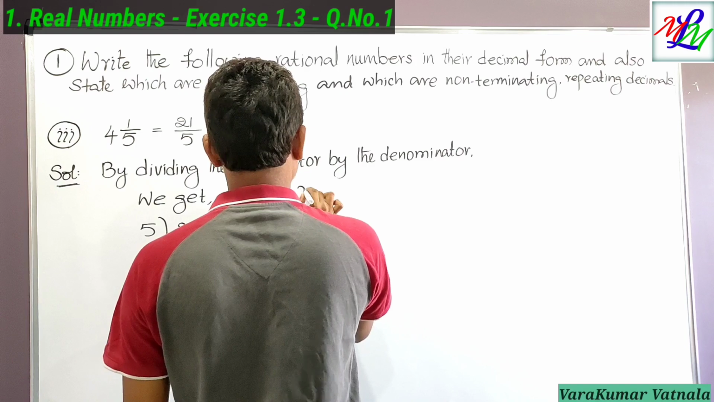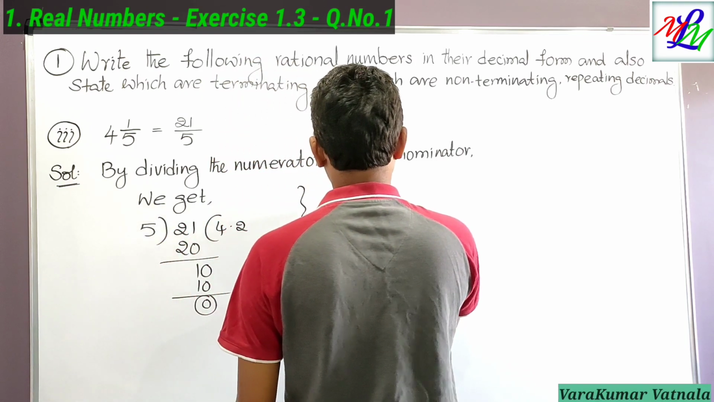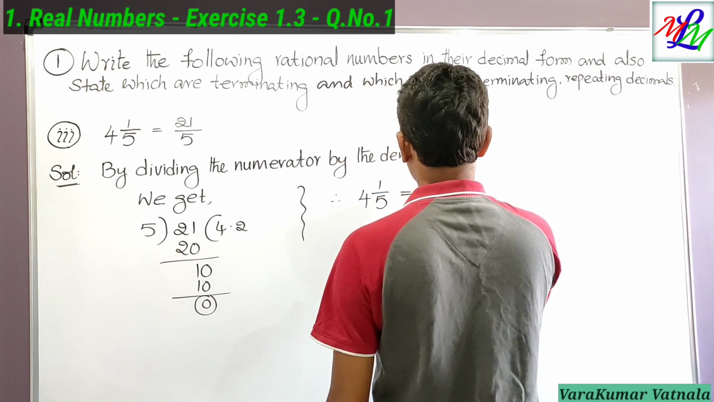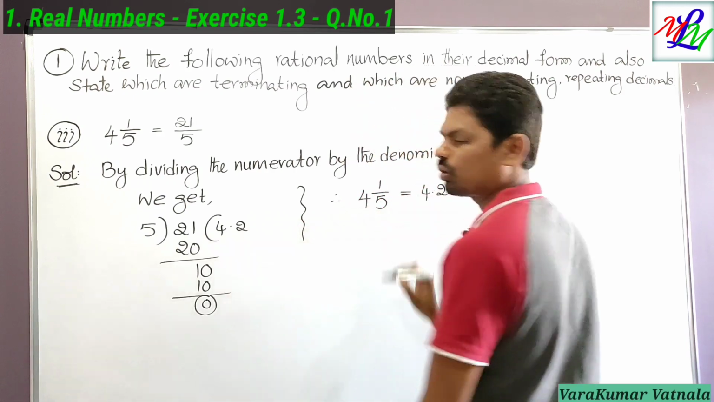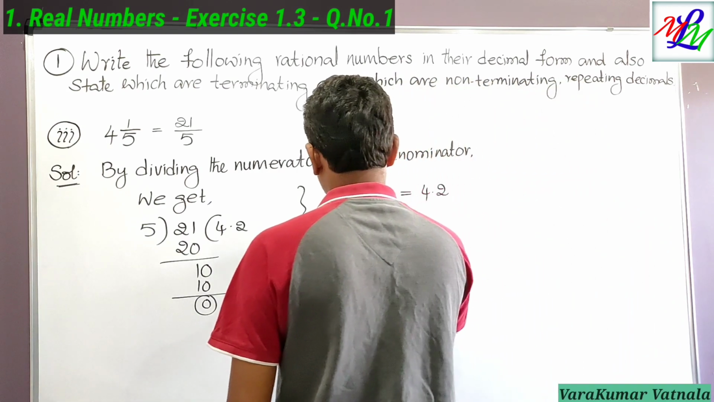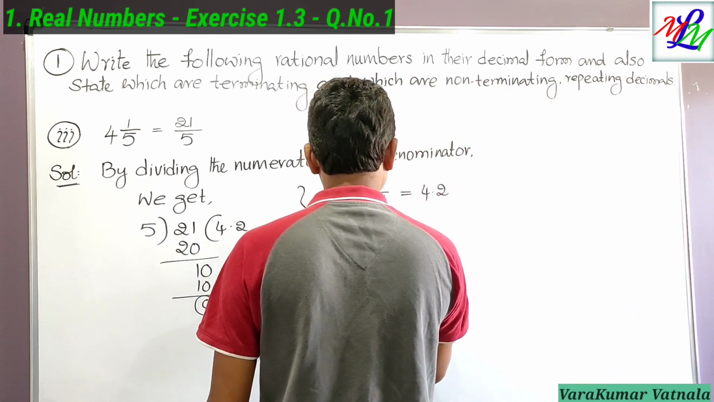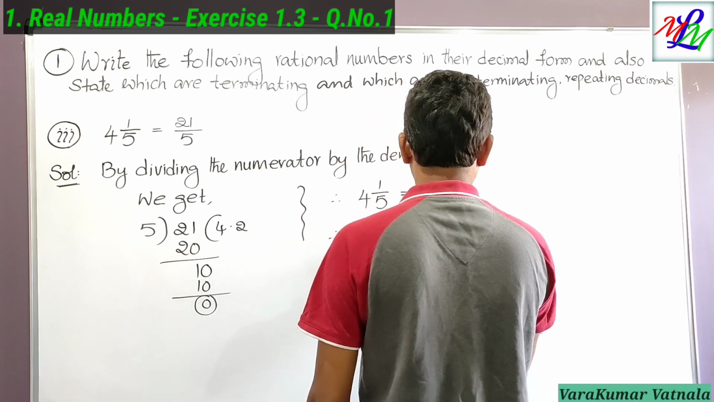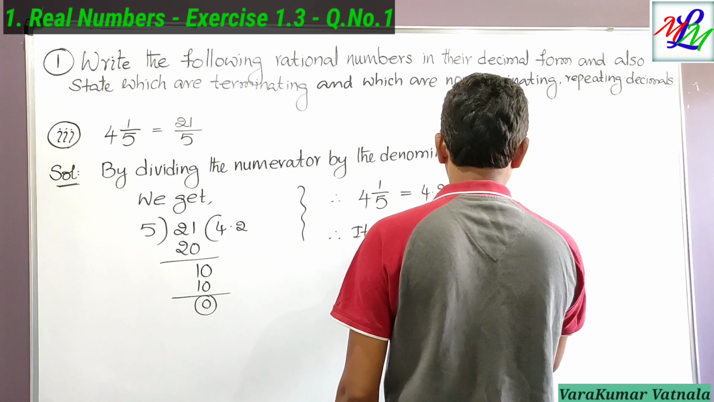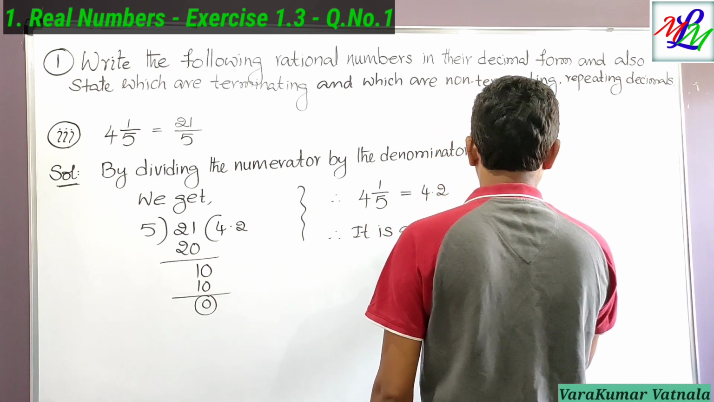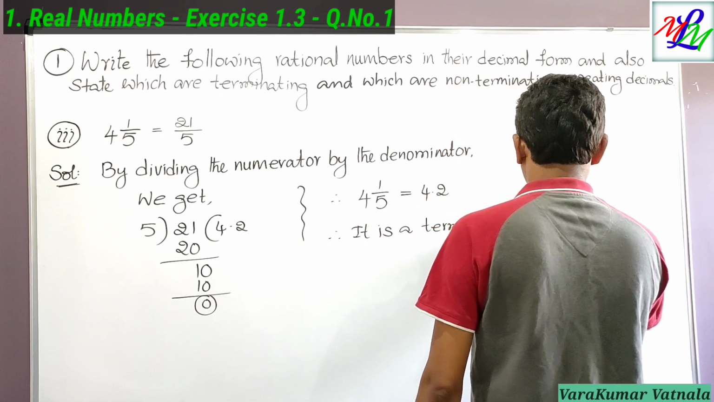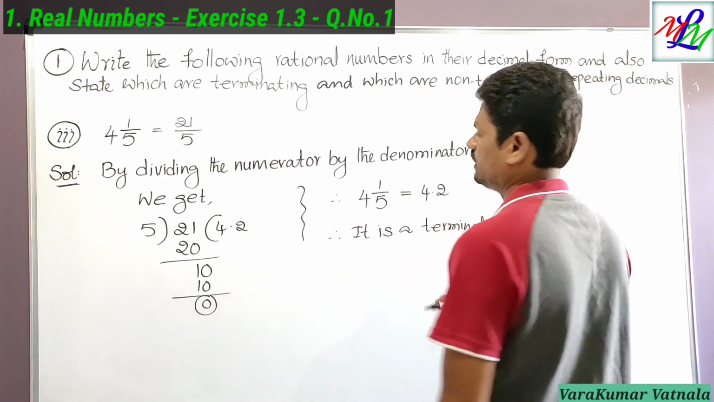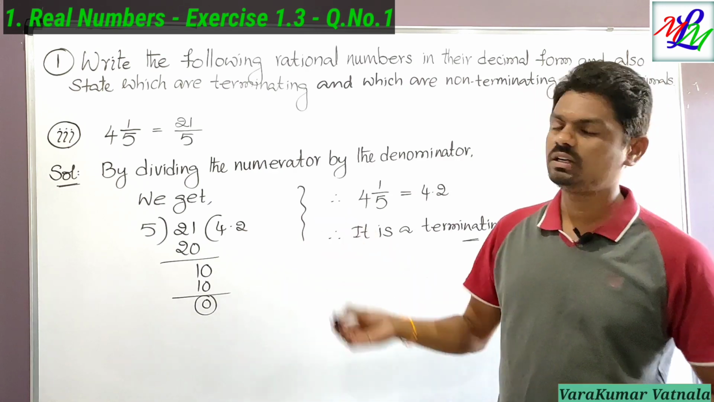Therefore we can write 4 whole 1 by 5 is equal to 4.2. So what is the decimal form of the given rational number? 4.2. And we can say therefore it is a terminating decimal. Since the division is completed, it is a terminating decimal. So very easy, student. So this is the third bit in the first problem.